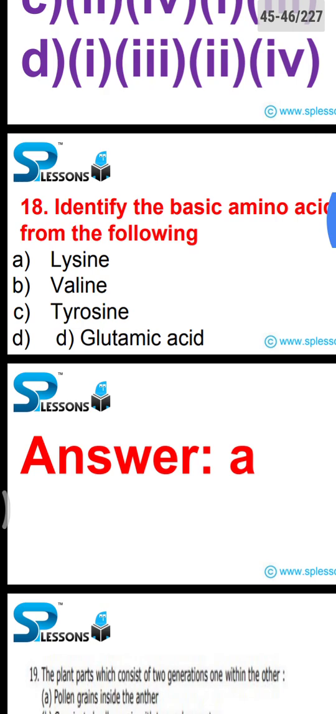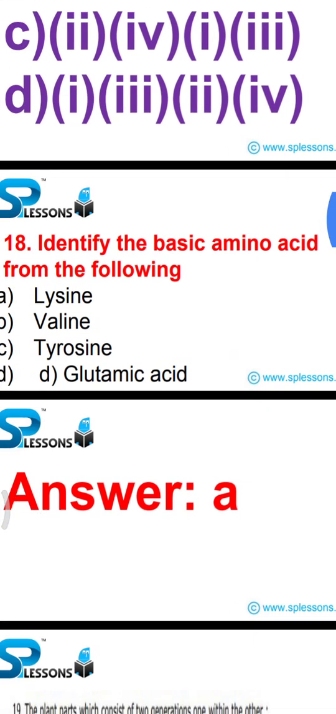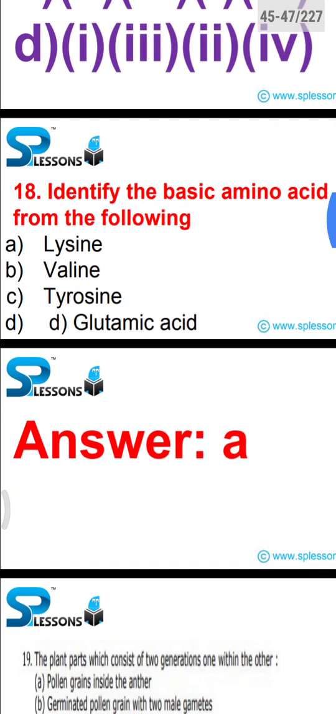17th question, identify the basic amino acid from the following. A, lysine, B, valine, C, tyrosine, D, glutamic acid. And the answer is option A, lysine.